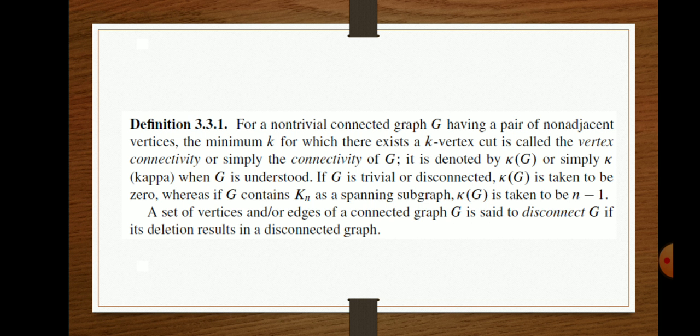Therefore the connectivity of the given graph G is 2, by considering the minimum number of vertices whose removal results in a disconnected graph. So kappa of G is 2.